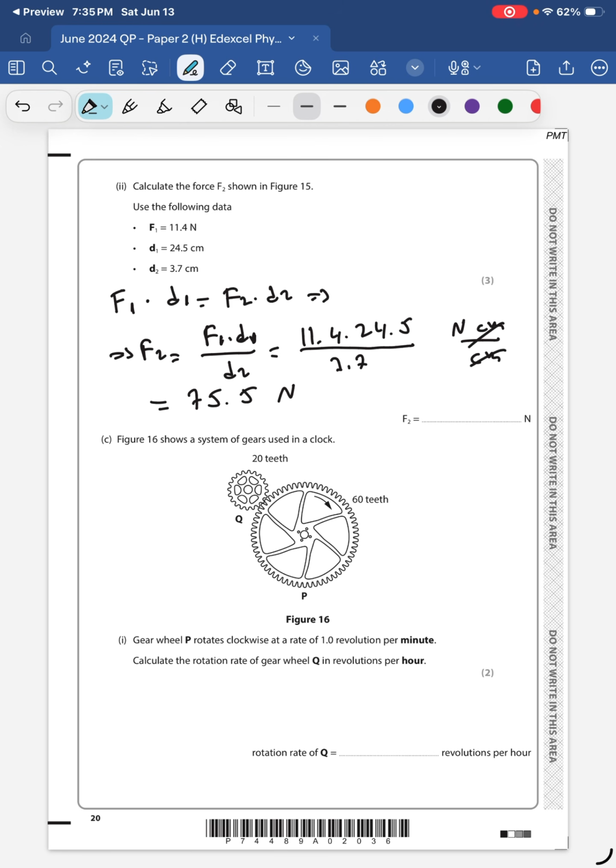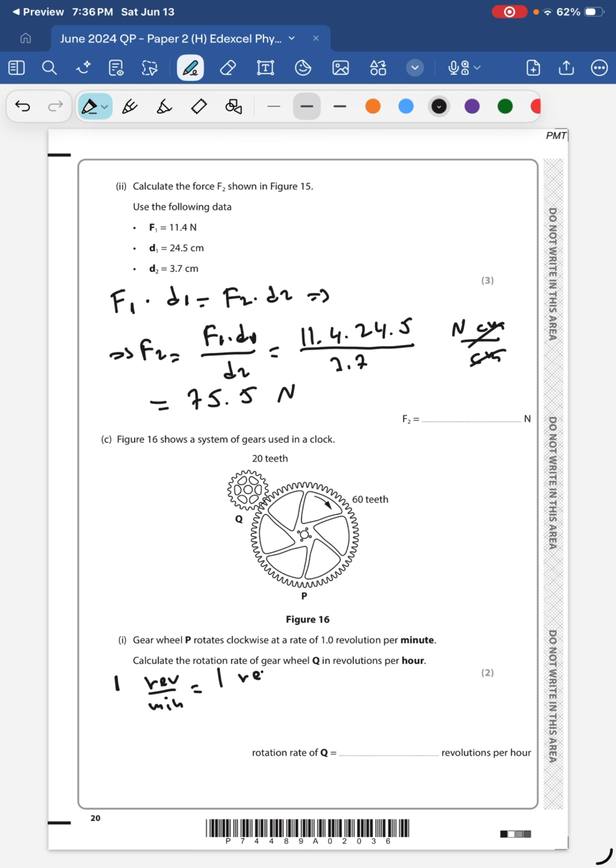Okay, question C. Figure 16 shows a system of gears that are used in a clock. Gear wheel P rotates clockwise at the rate of 1 revolution per minute. Calculate the rotation rate of gear wheel Q in revolutions per hour. So 1 revolution per minute is going to be 60 revolutions per hour, pretty much, right? Because in 1 minute we have 1 revolution, so in an hour we have 60.